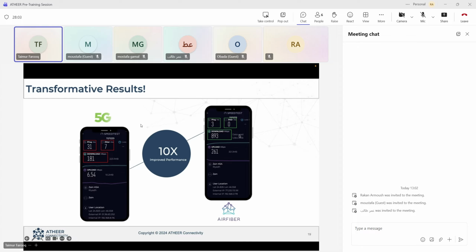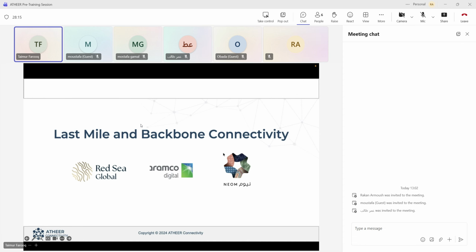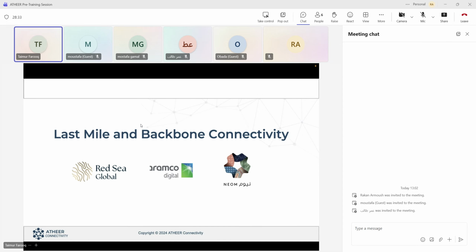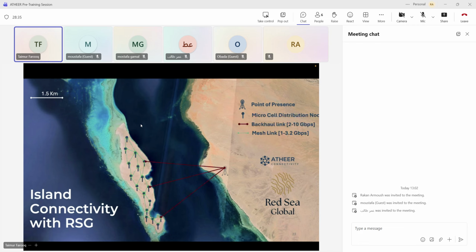There was no jitter at all. And for the capacity differences, you can see that rather than 181, it reached 893, and rather than 6 Mbps, it went to 261 Mbps. Similarly, we did some more tests. This specific test was for a client looking for 2 gigabits per second capacity. And here it is: they are getting 2 gigabits per second on downlink and 520 Mbps on uplink. These are real live tests from the ground. So that was a small area.